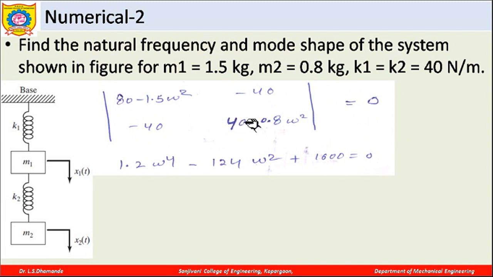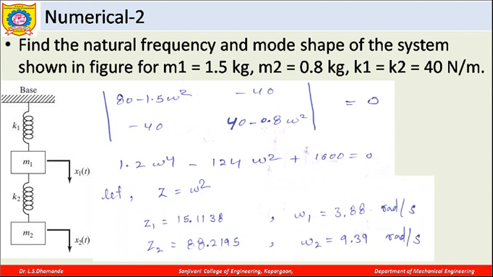So this multiplied by this minus this multiplied by this, so this minus minus becomes plus, and 4 multiplied by 4 is 16, so there is a 1600 term, and the multiplication of these two will give me 1.2 omega raised to 4 minus 124 omega raised to 2. Then I will try to find the roots of this equation.